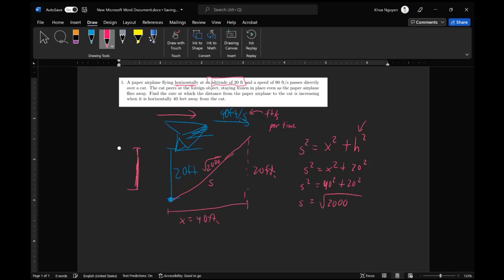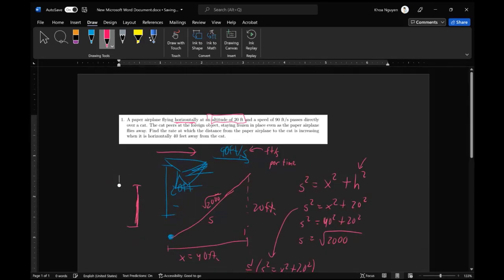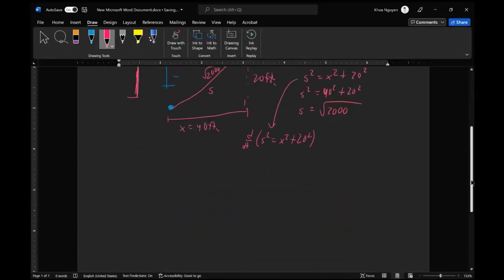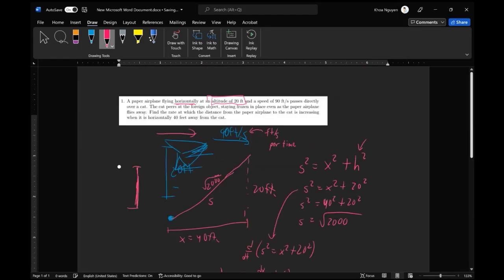So seconds is time. And so if it's per time, that indicates to you that you're taking a derivative with respect to t. Looking at this equation, the derivative dt of that whole thing, s squared equals x squared plus 20 squared, gives you s times ds dt equals 2s times dx dt plus 0.